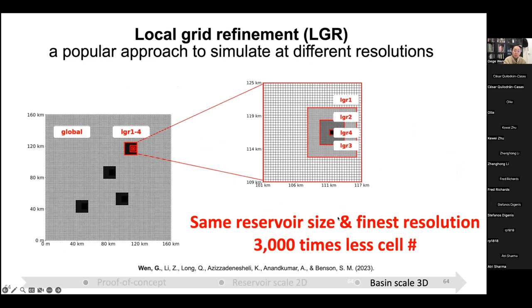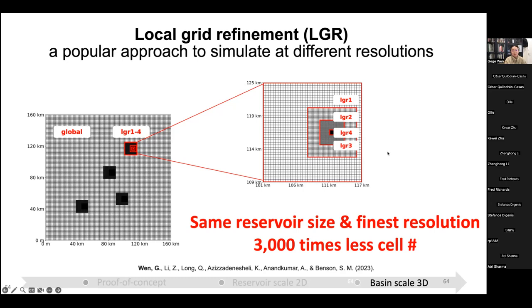So what people actually do is use local grid refinement. It is a popular approach to simulate different responses at different resolutions. At the global scale, we can use coarser grid cells to capture the pressure response, but near the injection well, we need high resolution grid cells to capture the CO2 plume and also the near well response. Using this local grid refinement, we can simulate the same reservoir size with the same finest resolution, but we use 3000 times fewer cells.